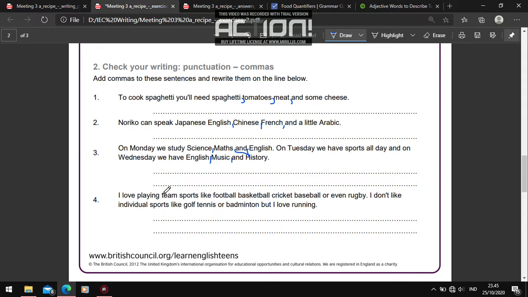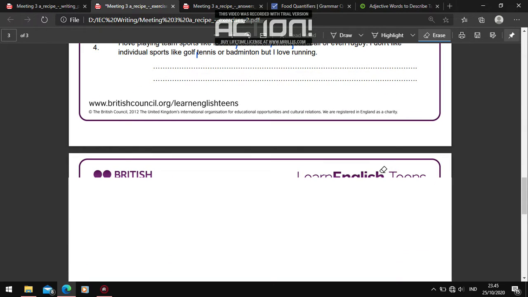Number 4. I love playing team sports like football, comma, basketball, comma, cricket, or even rugby. And then I don't like individual sports like golf, tennis, or badminton. Oh, sorry, no comma there. Let me erase this one. So: golf, tennis, or badminton, but I love running.